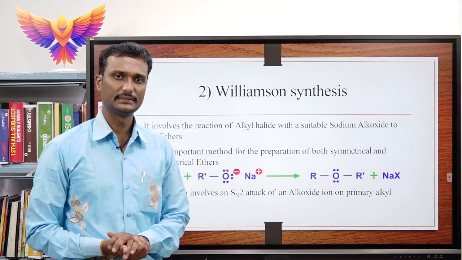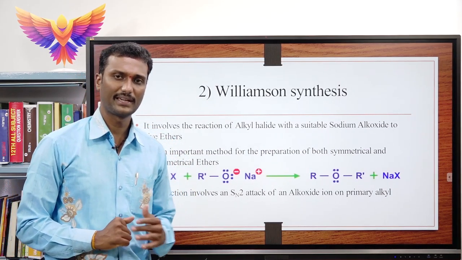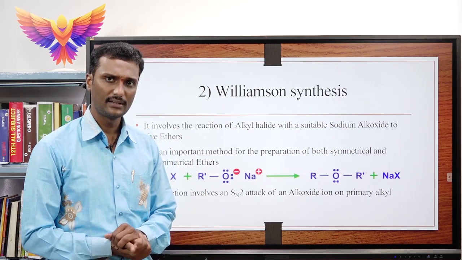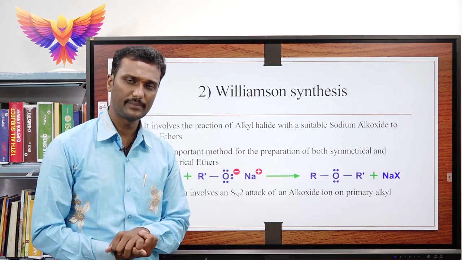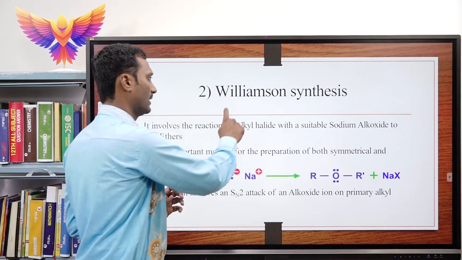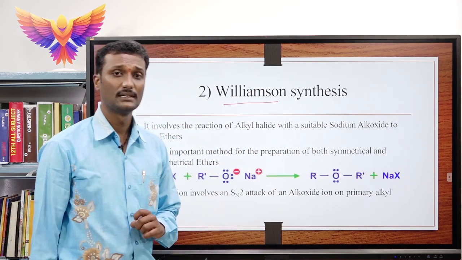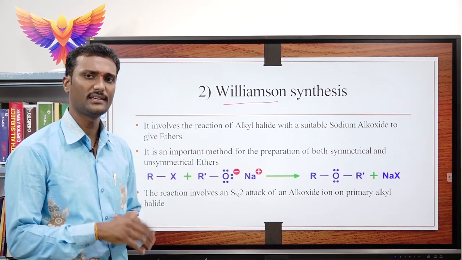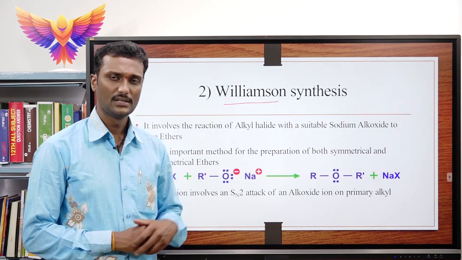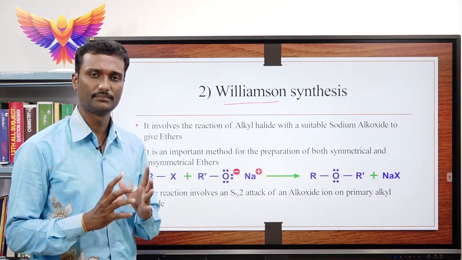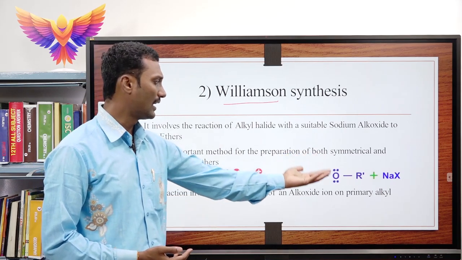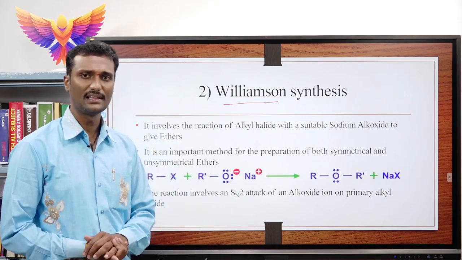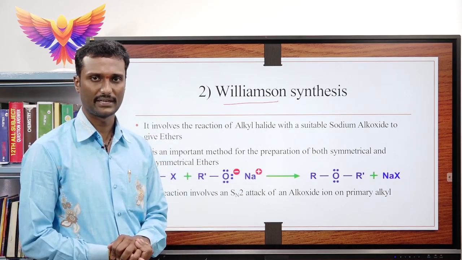Okay students, in the last mechanism there is a limitation, that it only prepares a symmetrical ether. So what to do to get an unsymmetrical ether? For that we follow one of the named reactions, the Williamson ether synthesis, a very important reaction. In organic chemistry, named reactions are very important. The Williamson synthesis is used to prepare an unsymmetrical ether. It is preferred not only for unsymmetrical, but we can prepare symmetrical as well as unsymmetrical ether.